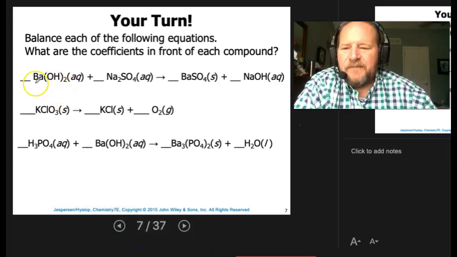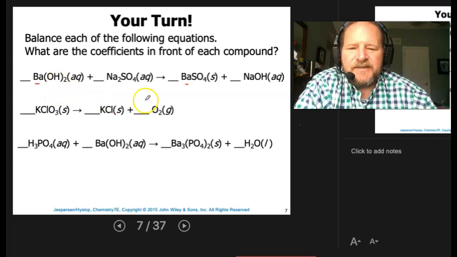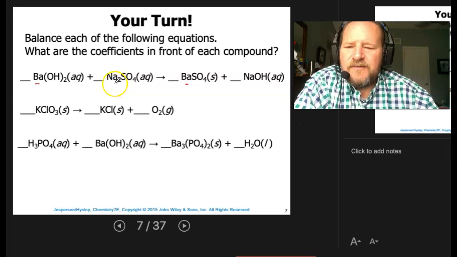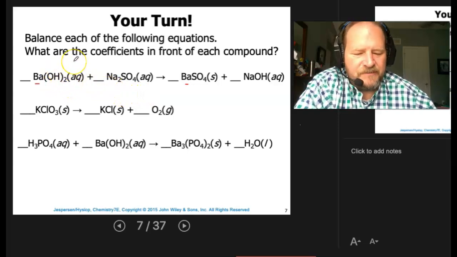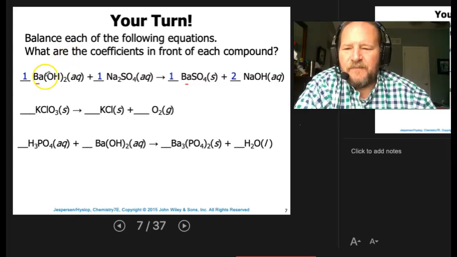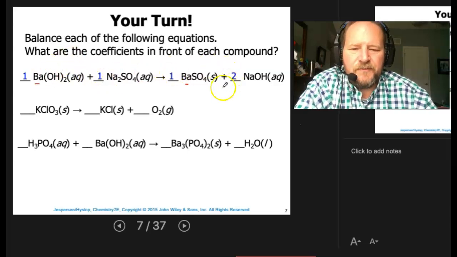There. So we have 1 barium, 1 barium, 2 hydroxides here, only 1 hydroxide over there. 2 sodiums, 1 sodium, 1 sulfate, 1 sulfate. So obviously I need 2 hydroxides, but everything else looks like it's going to be evened up. And so there we have 1, 1, 1, 2. That gives me 2 sodiums, 2 sodiums, 2 hydroxides, and 2 hydroxides.